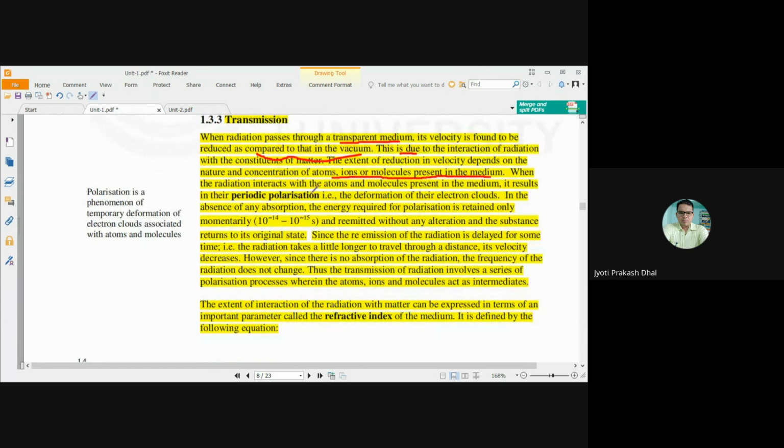When the radiation interacts with atoms or molecules present in the medium, it results in periodic polarization, that means deformation of their electron cloud. In the absence of any absorption, the energy required for polarization is retained only momentarily, that is 10^-14 to 10^-15 s. It is re-emitted without any alteration and the substance returns to its original state. Since the re-emission of the radiation is delayed by some time, the radiation takes a little longer to travel through a distance, and hence its velocity is decreased.